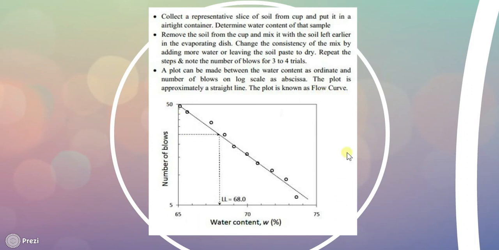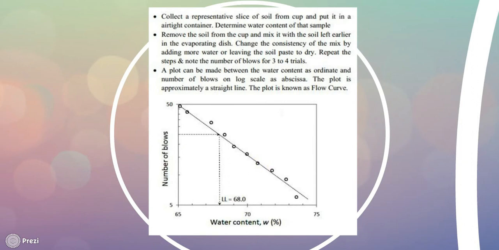So the diagram is showing the flow curve. In this you can see these small points. All those points have come from trials, and by these points you can draw a line, and by that line you can decide the water content and their number of blows. In this example, the liquid limit is 68%, or water content at liquid limit is 68%. You can see the range between 65 to 75% of water content. So this is how the liquid limit test is done.